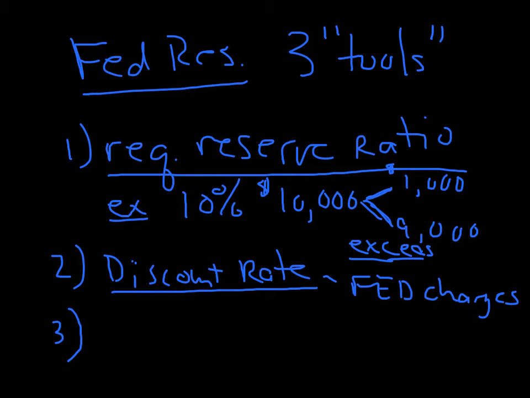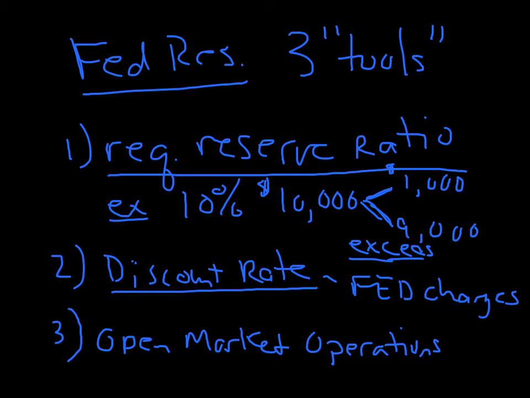And the last thing is called open market operation. This is the most important in the US, and it is when the government buys or sells bonds from the public. Bonds are also called securities.